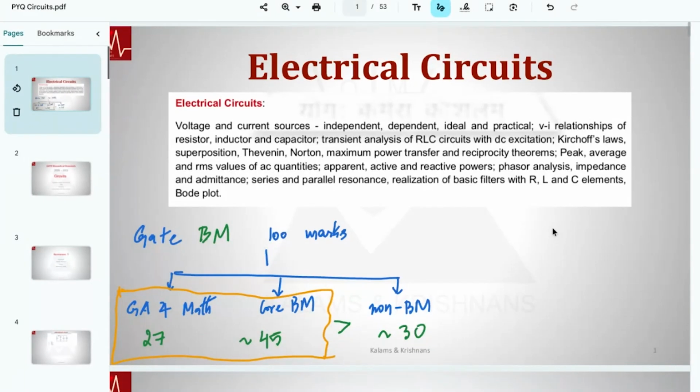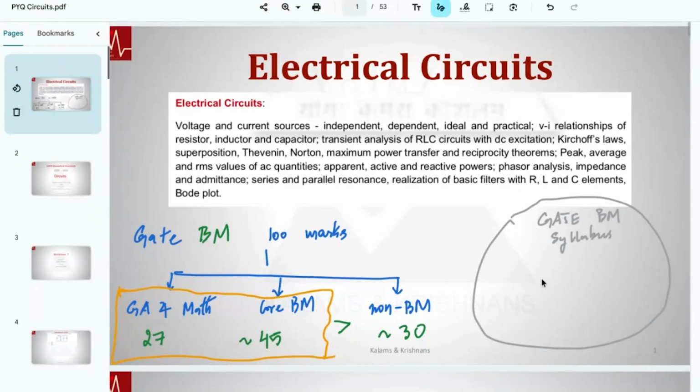But that is where, notice, if you look at the GATE syllabus, let's say the GATE BM syllabus, there is a small subset here, approximately 20% of concepts, where 80% of questions show up. A small subset of the concepts in the syllabus is where typically most of the questions are concentrated. This applies to GA, math, core biomedical, non-biomedical, most of it. And every year questions don't repeat, but these concepts keep repeating.